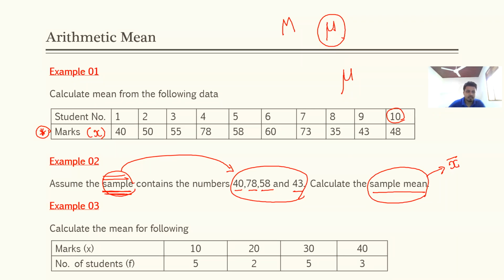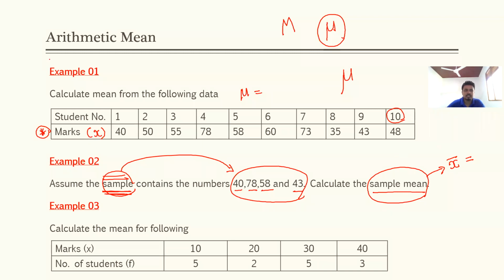The difference between example number 1 and 2. In example number 1, specifically, they have not told us whether it is a sample or the population. In such situations we assume that these are population data. If the word sample or sample data is not there, we always assume that these are population data. Therefore we are using this to denote mean. And here in example number 2, they specifically say that these are sample data and we need to calculate the sample mean. So that needs to be denoted by x bar.